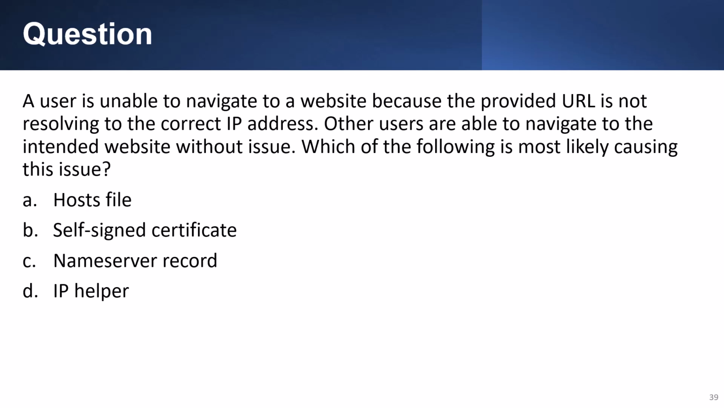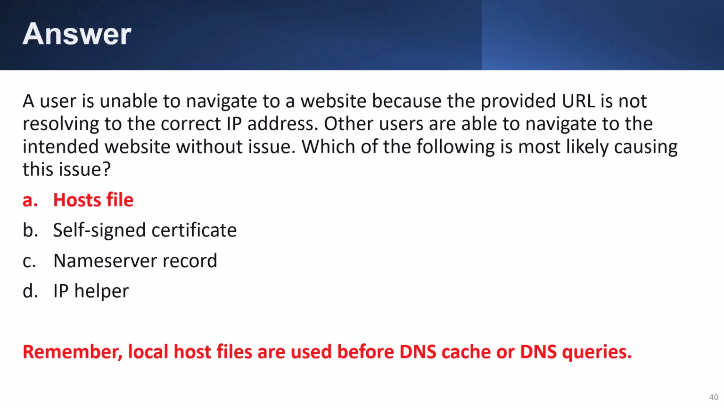Question: Users are unable to navigate to a website because the provided URL is not resolving to the correct IP address. Other users are able to navigate to the intended website without issue. Which of the following is most likely causing this issue? Answer: host file. Remember, local host files are used before DNS cache or DNS queries.